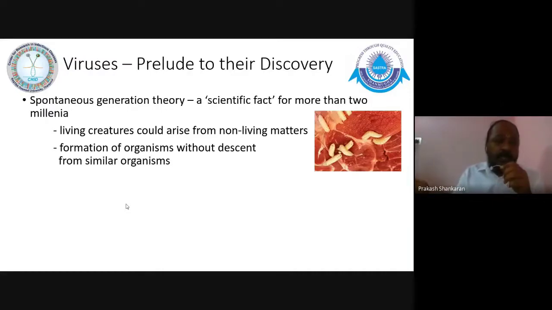They even thought of the formation of organisms without descent from similar organisms. For example, from the meat of a cow, you can have different insects. These 2 ideas are called heterogenesis and abiogenesis. From many things, things can arise. Even from non-living things, living things can come up.